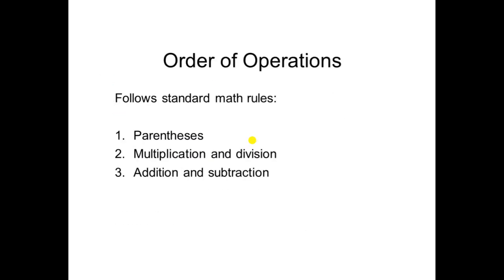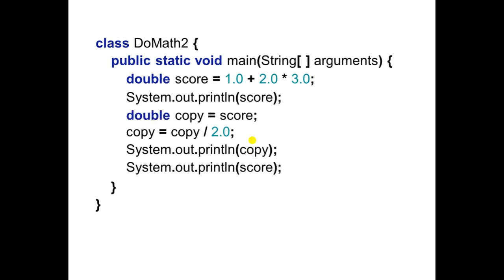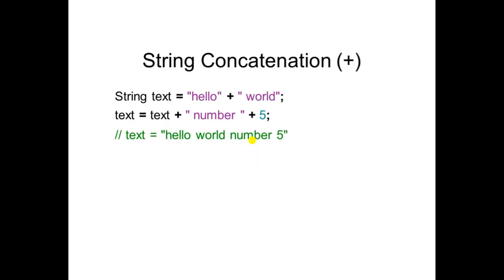Then next is operators. We have order of operations, we have done DoMath, and now string concatenation, right? What do you mean by string concatenation? Combining two strings together. It is represented by the plus. So how can you do it? Can you tell me what it is?